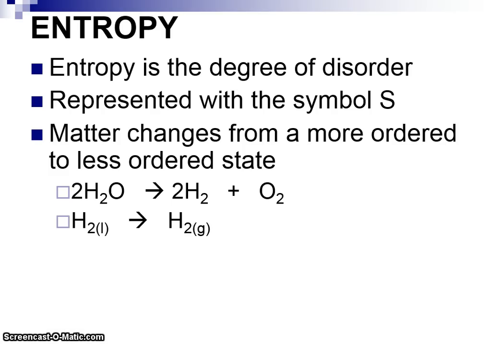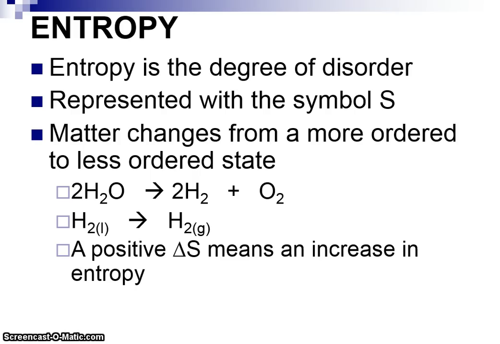We also increase the entropy by changing states. A solid is very ordered and therefore very low entropy. A gas has a lot of disorder and therefore a lot of entropy. So when we go from hydrogen that's a liquid to hydrogen that's a gas, again, entropy is increasing. A positive delta S means there's an increase in entropy. Both of these reactions would have a delta S that is positive because both of them are increasing in entropy for different reasons, but still increasing.